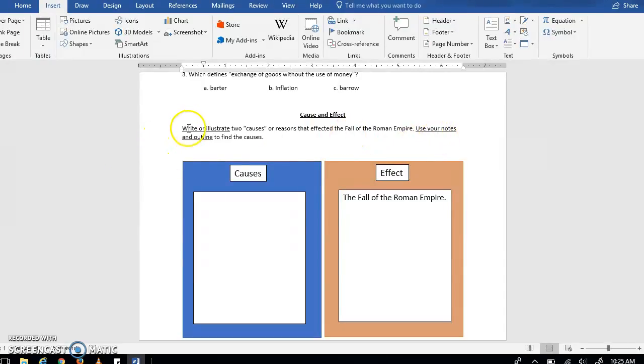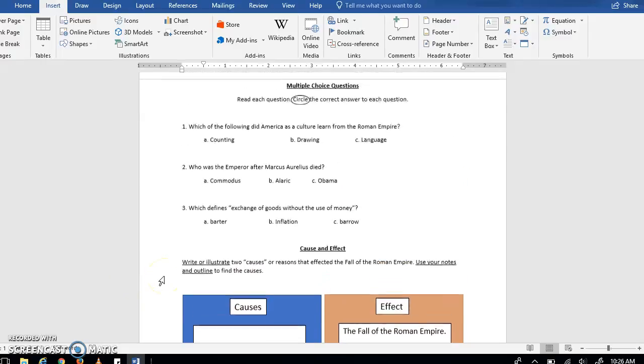The reason I did the write or illustrate is that if the student is struggling with writing, I want them to still be able to tell me what the causes are, and they can do that by just drawing them out versus getting stressed out trying to form the sentences and worrying about spelling and stuff like that. I just really want them to understand the causes versus having perfect sentence structure and stuff like that. So that is the end of my activity here.